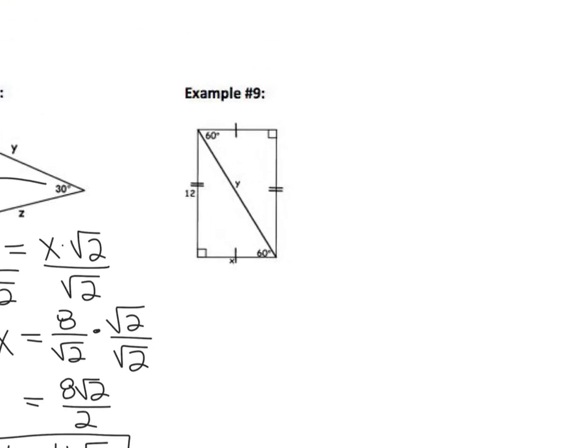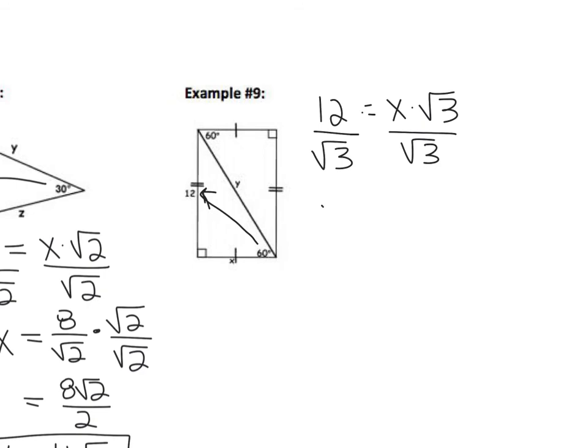Last example, we have a rectangle with a diagonal, and we end up with two 30, 60, 90 right triangles. We are given the length of our longer leg, because it is opposite the 60-degree angle. So first we're going to solve for x. So our longer leg 12 equals our shorter leg x times the square root of 3. So we're going to divide both sides by the square root of 3. So we get x equals 12 over the square root of 3.